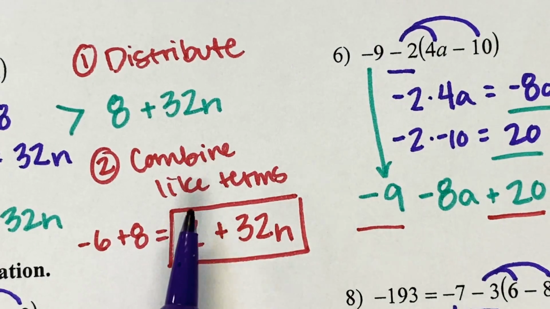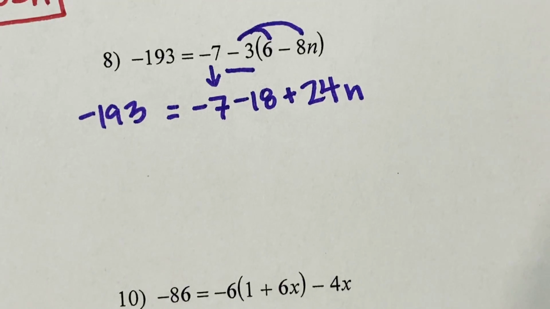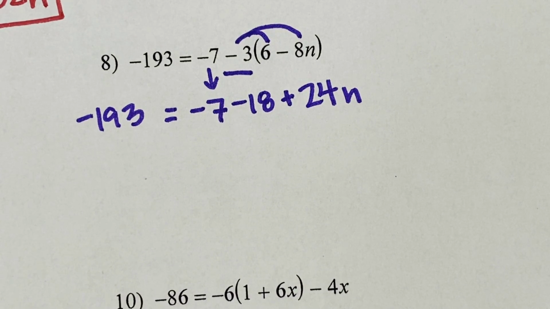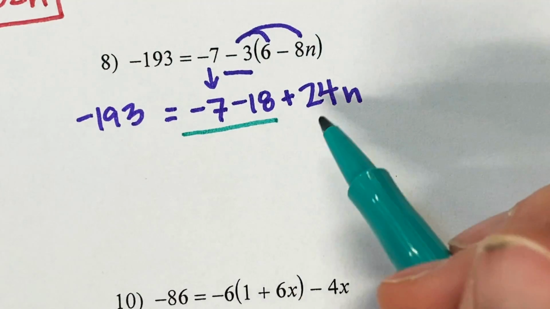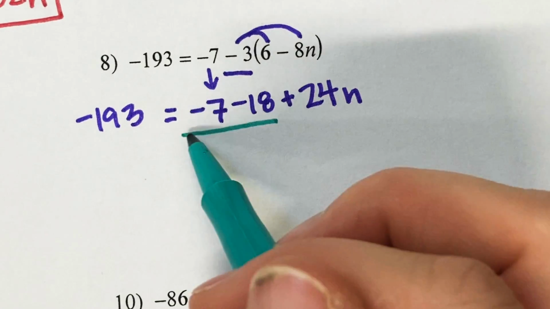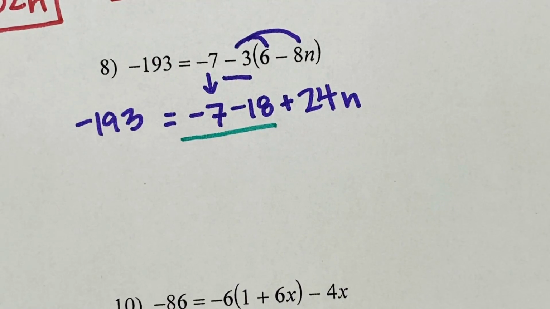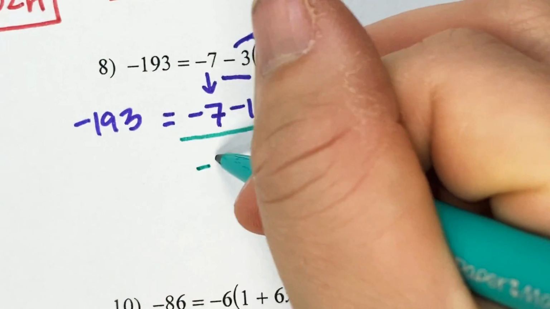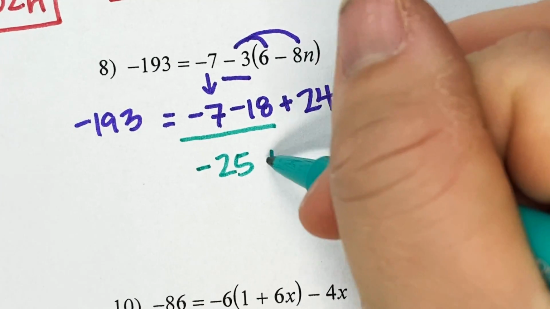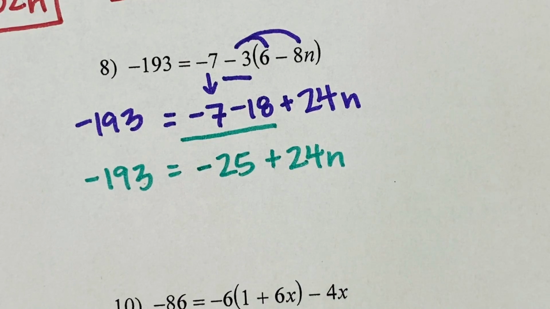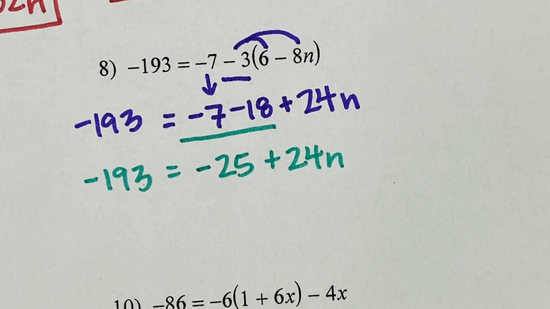Before we can start solving, remember we distributed. Now we have to see if there are any like terms that we can combine. Looking at the side with my variable, what are my like terms that I can combine? It's going to be negative 7 and negative 18 because they don't have an n, right? So negative 7 minus 18 is going to give us negative 25. Just bring down what's left, plus 24n, and equals negative 193. Beautiful. Now that there are no more like terms, we can go ahead and solve now.